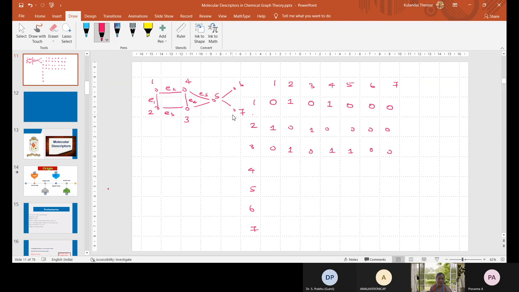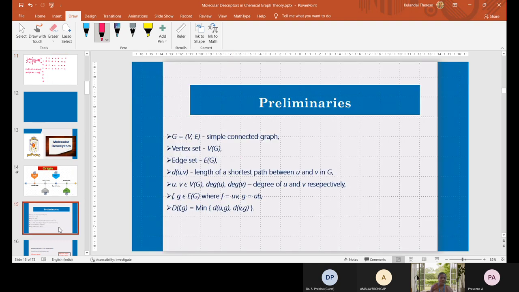E4, E5, E6, E7 and E8. Therefore, the vertex set V consists of the numbers 1, 2, 3, 4, 5, 6, 7 and the edge set. Edge set is nothing but it starts from E1, E2, etc., E7. Then it is given the length of a shortest path between U and V in G.